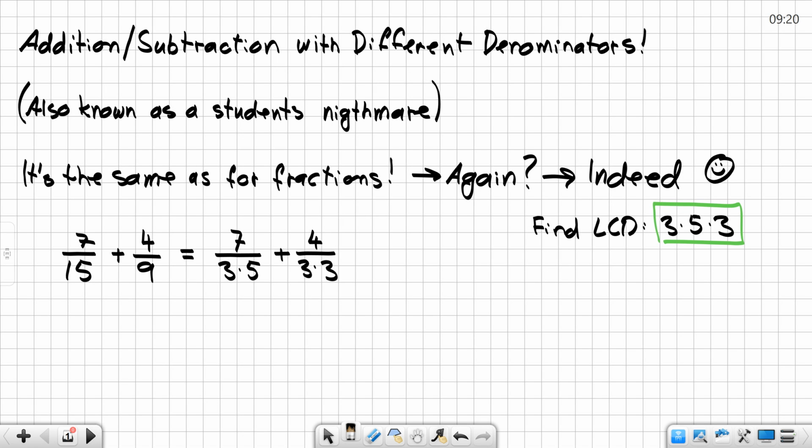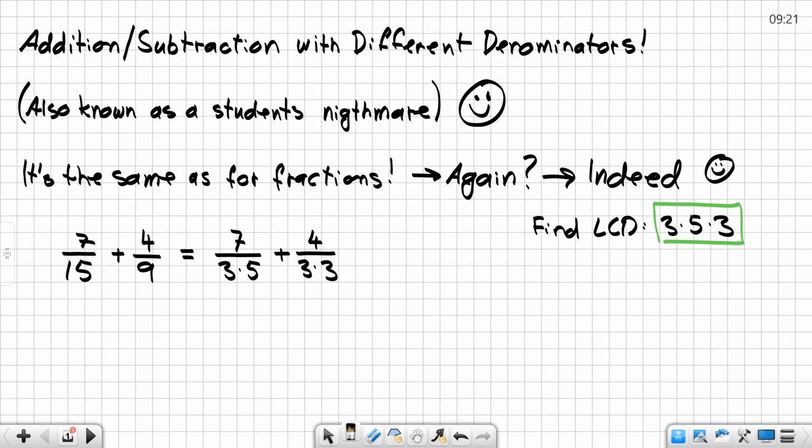We are still adding and subtracting rational expressions, but now we are going to look at those ones that do not have the same denominators anymore. Well, students really love that. That is a student's nightmare. Let's try to make this into a happy movie. That looks kind of scary. Here's the thing again: it is the exact same thing as for fractions.